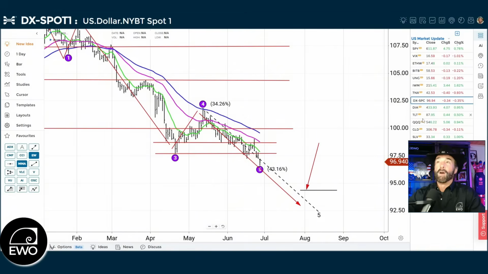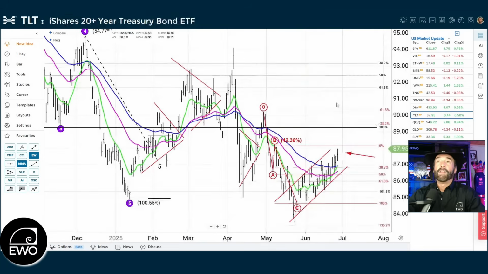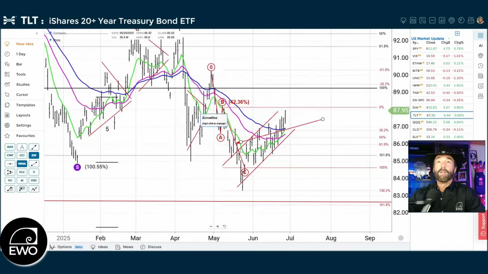Let's move to the bond market. If we take a look at TLT, we've stayed in this trend channel. I talked about that last week, where we had come to the bottom of the trend channel, and that should have brought us back up to this B wave, retracing the C wave of the zigzag. Classic Elliott wave zigzag rules, and that's exactly what has happened since we talked last. We're moving up. We're really pretty much there.